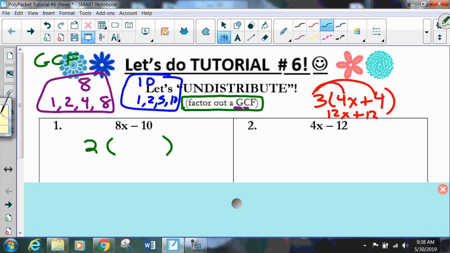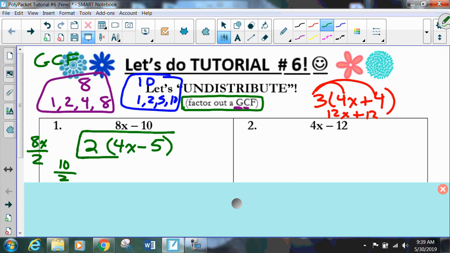We're going to divide. And so what we're going to do is we're going to look at this 8x, and we say, all right, 8x divided by 2. Well, that gives us 4x. We could look at this as a negative 10 or just a minus 10. Either way, I'm going to bring down that minus sign. If we take the 10 and divide it by 2, it's 5. And so here, this form right here is called the factored form of 8x minus 10.